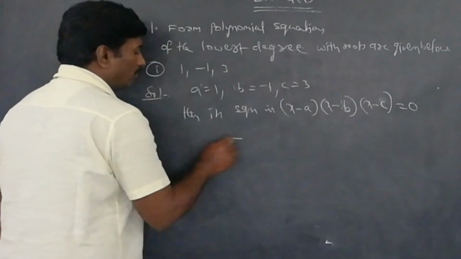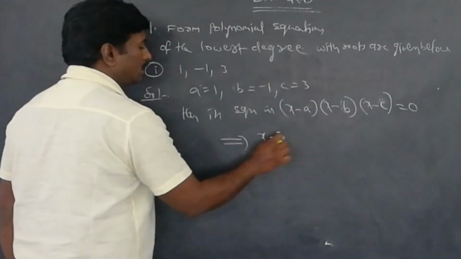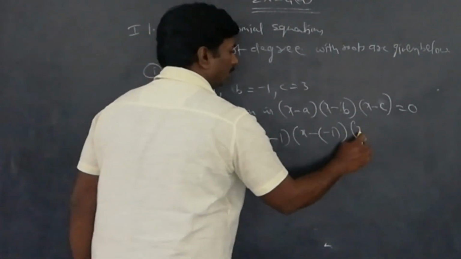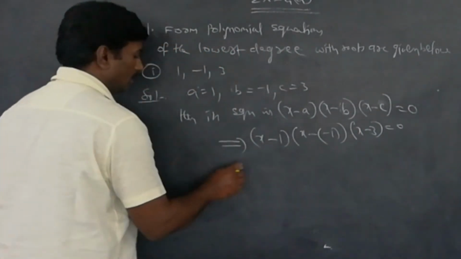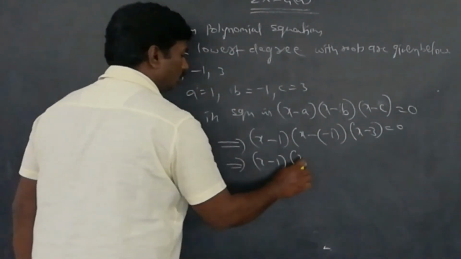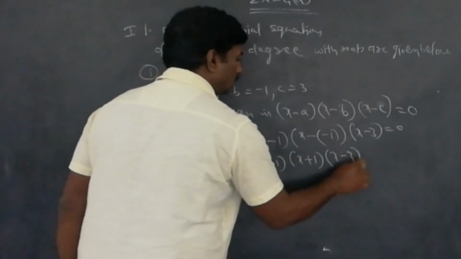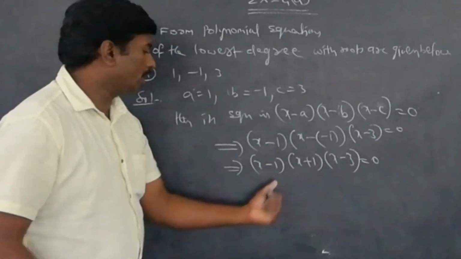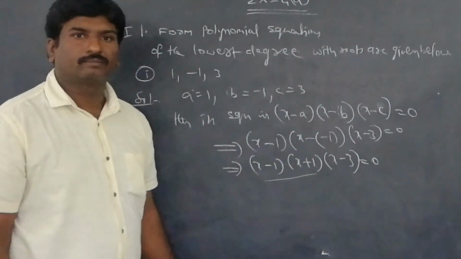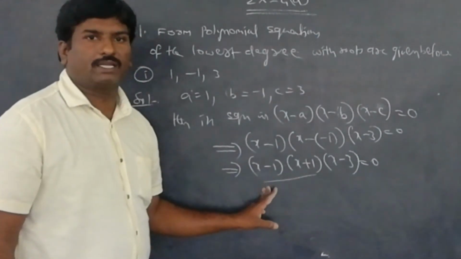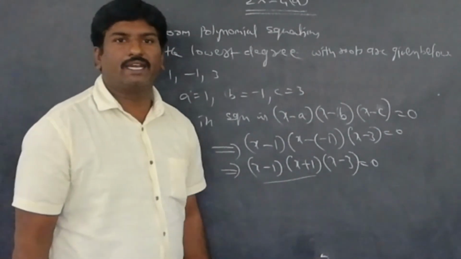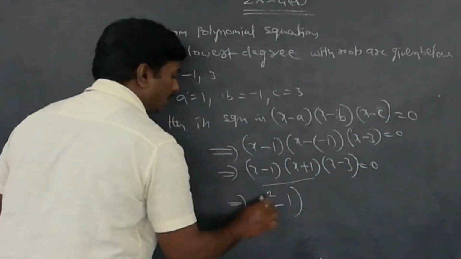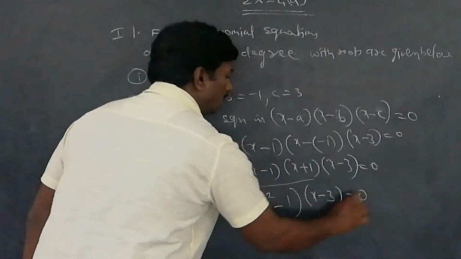Now apply the values. What will you get? x minus 1, x minus of minus 1, x minus 3 equal to 0. So x minus 1 into x plus 1 into x minus 3 is equal to 0. Now simplify this. Observe which form this is in: it is in the form of a plus b into a minus b, so it is nothing but a square minus b square. So it becomes x square minus 1 square, that is 1 only, into x minus 3 equal to 0.